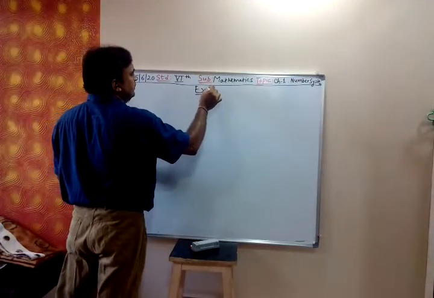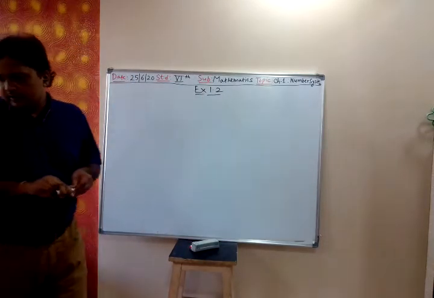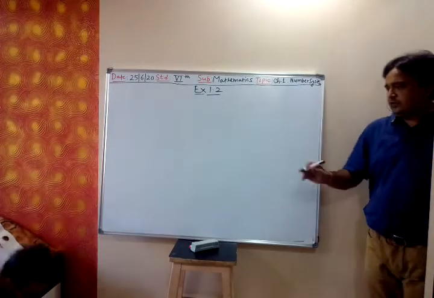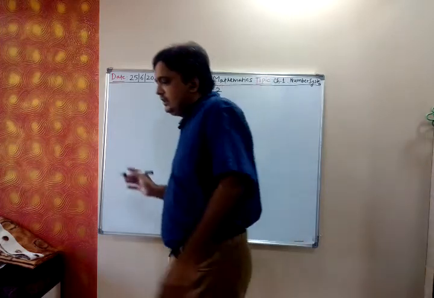Exercise 1.2. Now question number 12 will start. Question number 12. Write all possible 3-digit numbers.